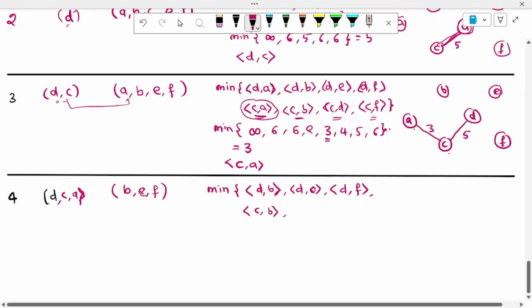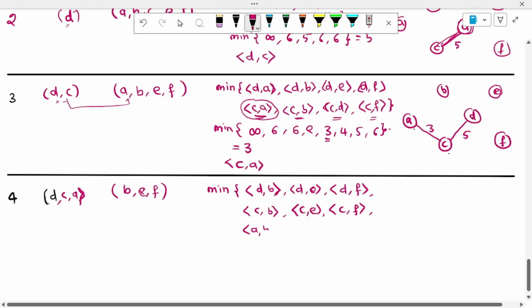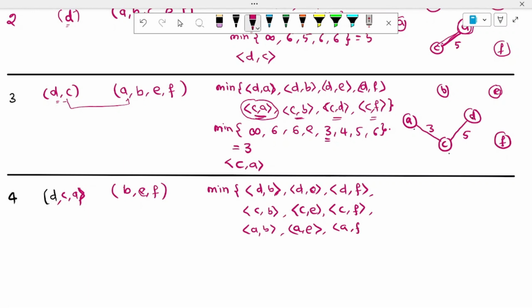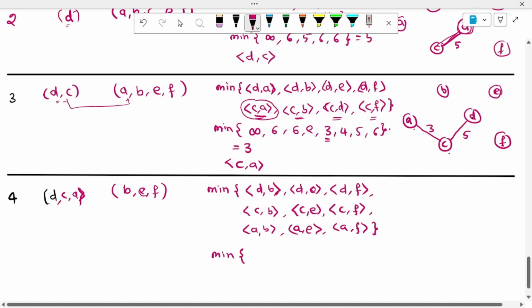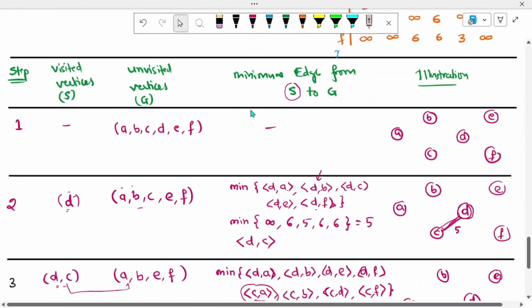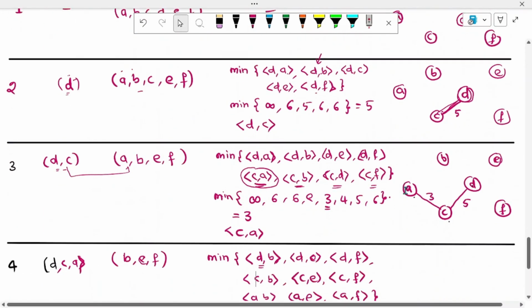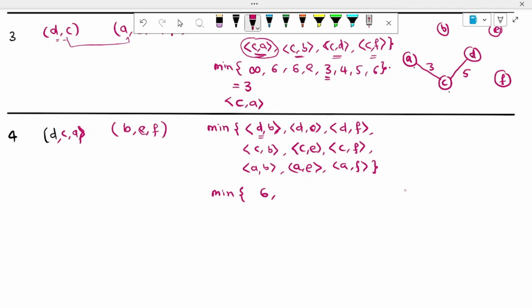CB, CE, and then CF, right? And then AB, AE, and then AF. So minimum of DB, DE and DF. DB, DE and DF, it's always 6, 6, 6 and 6.